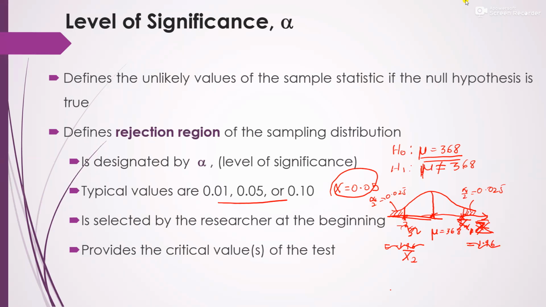So this is called the rejection region. Right? This is called the rejection region. Both tails are called the rejection region. The rejection region for H naught.